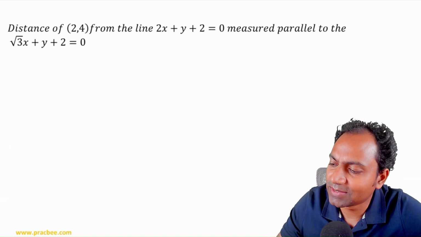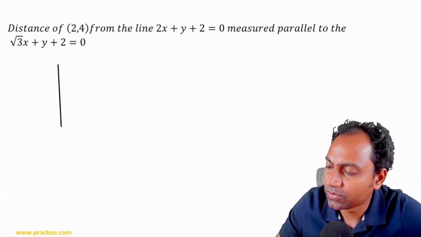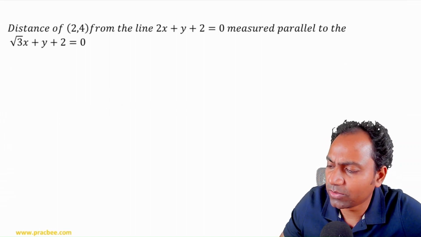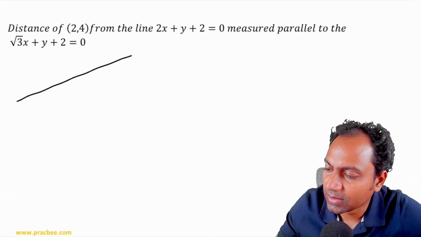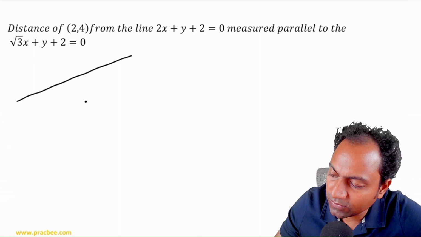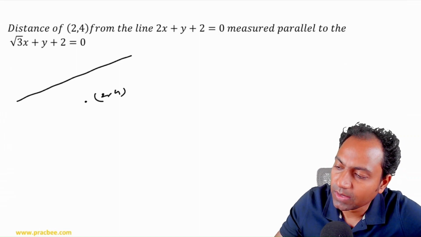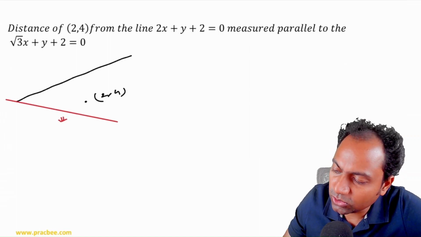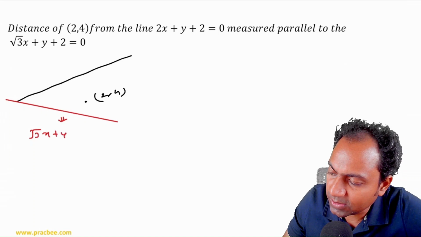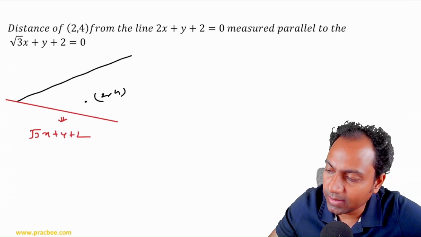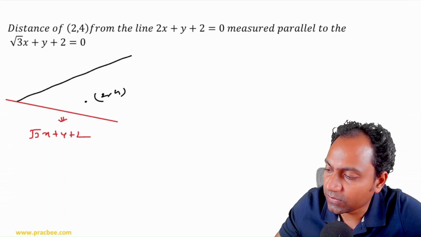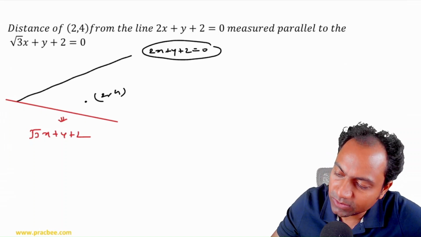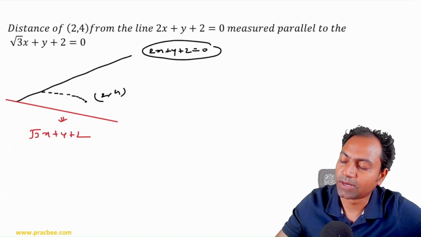Now, this is a CBSE level question. What they are asking in this part is nothing but there is a line given to you. What they are asking is, if there is a line, and I do not need to even draw to the scale diagram in order to do that. They are asking the distance of this point 2, 4 from this line, if it is measured along another line. So this line's equation is also given to us, that is root 3x plus y plus 2. And what they have also given us is the equation of the first line, that is 2x plus y plus 2 equal to 0. They want the distance, but not the straight distance, this slanted distance that we have here.